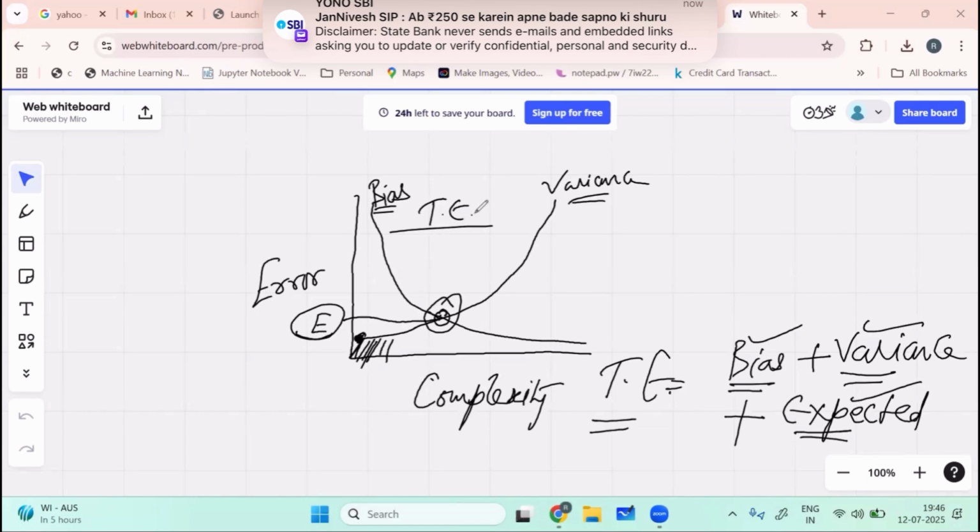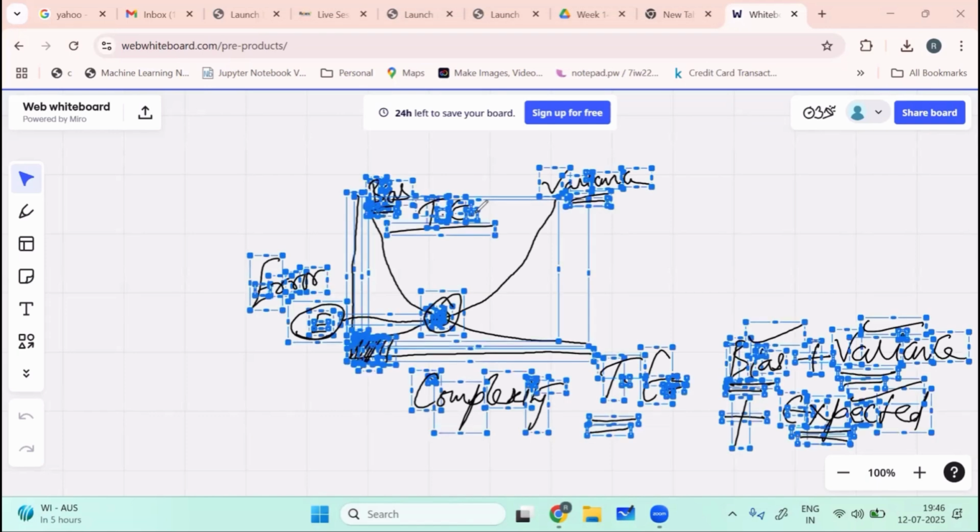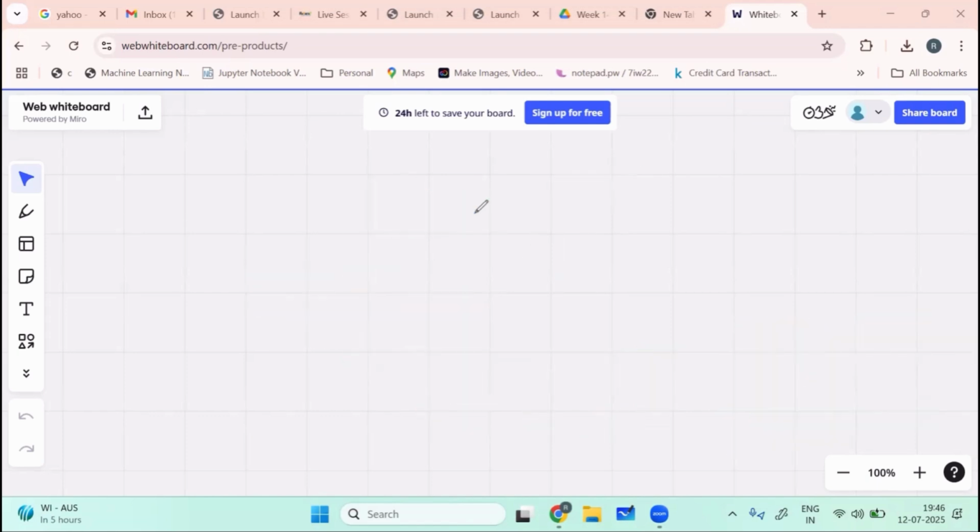Then how do we do that? Let's see. There is a concept of regularization. I'll come to the hands-on just after that. So there is a concept of regularization.